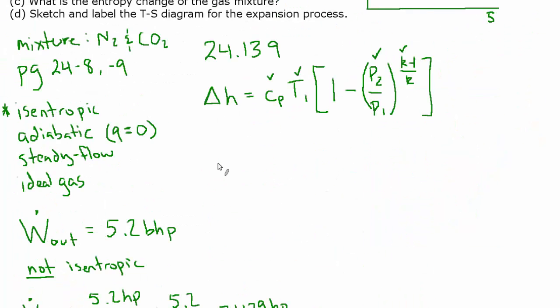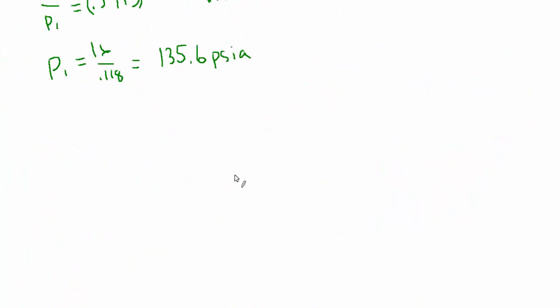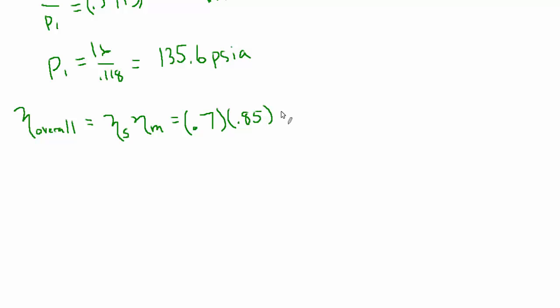Next, we're going to find the efficiency of the power generation process. This one is actually surprisingly easy for how much was involved in part A. The overall efficiency has to take into account the fact that it doesn't have perfect mechanical efficiency and it's not isentropic. So we really just need to multiply the two efficiencies together, and that's going to do it for us. So that's 0.7 for the isentropic and 0.85 for the mechanical. So we get 0.595 or 59.5%. That takes care of B.